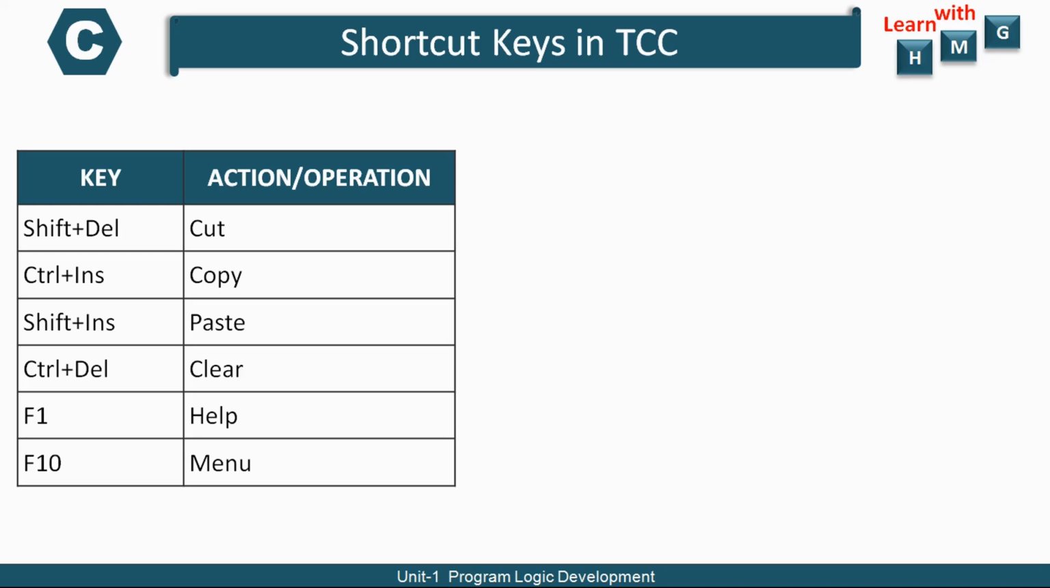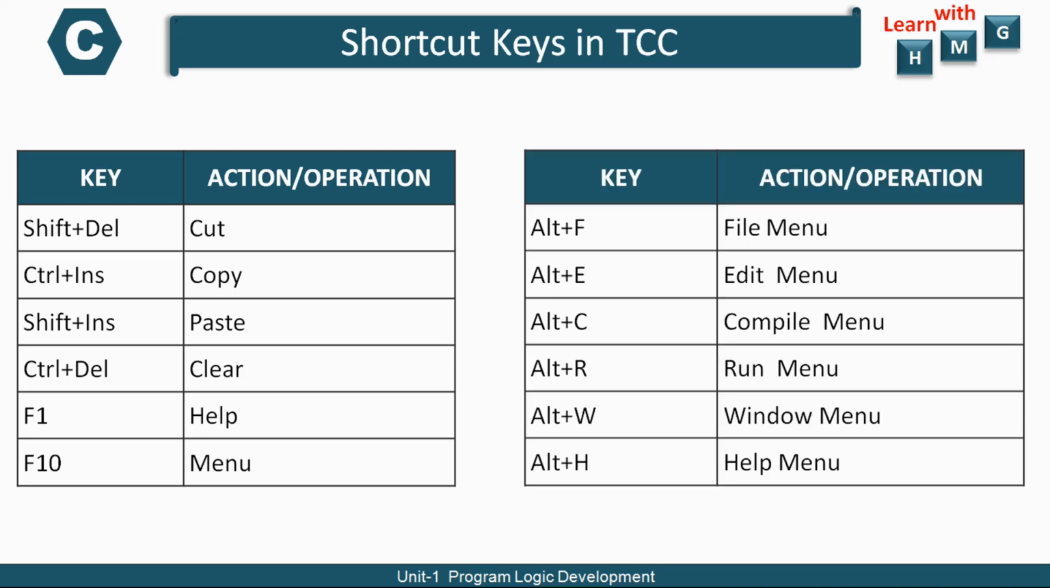To get help, you press the F1 key. To go to the menu bar, that is to open the menu, press F10. For the file menu, Alt F. For the edit menu, Alt E. Compile menu, Alt C. Run menu, Alt R. Window menu, Alt W. And help menu, Alt H. So these are the shortcut keys for opening menus. So with the help of these shortcut keys, you can easily work with the keyboard instead of the mouse pointer.